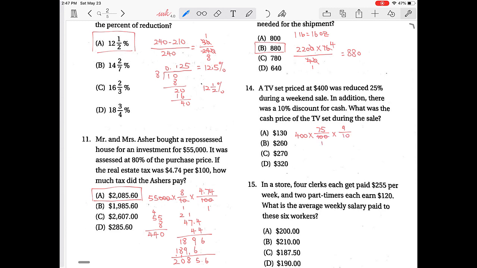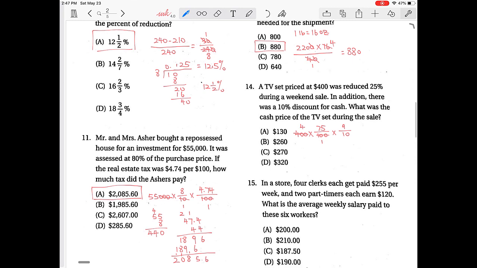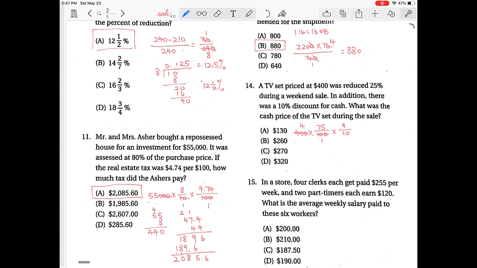So the 100 will go away. That will become a 4. And 4 times 75 is 300. We're going to write it as 300, and this 10 will then go away, and that becomes 30. 30 times 9 is 270, and that is option Charlie.